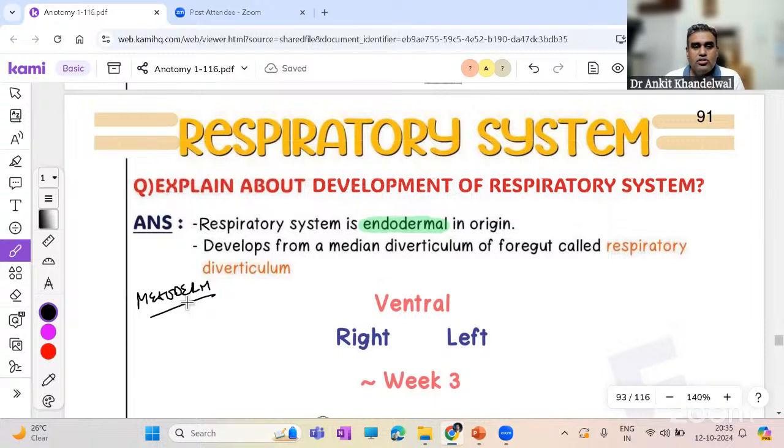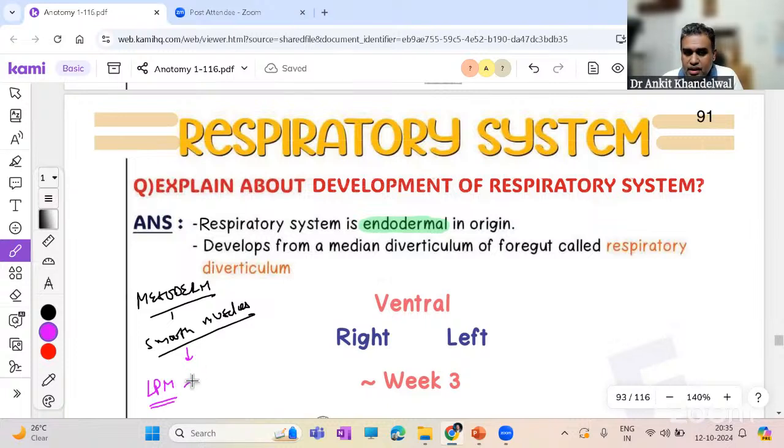Remember that, right? So if they ask you about smooth muscles and mesoderm, which mesoderm, what will be your answer at that point of time? Be prepared for that also. In that you will answer that the smooth muscles come from lateral plate mesoderm.